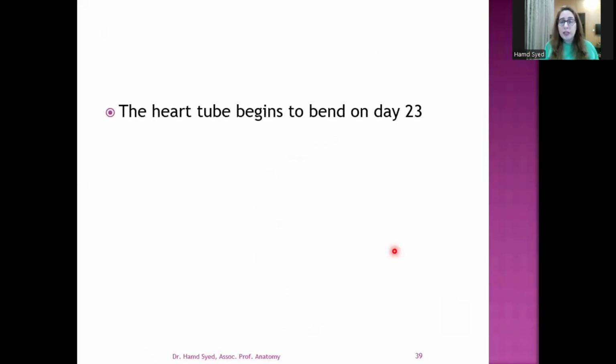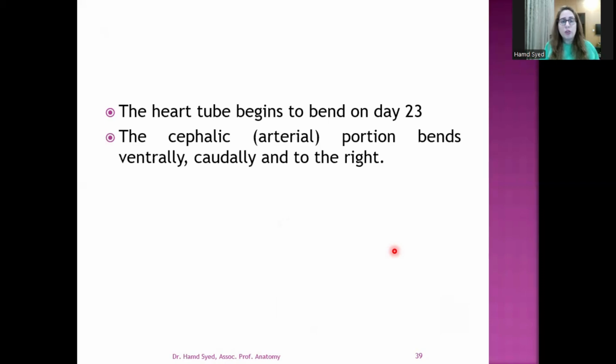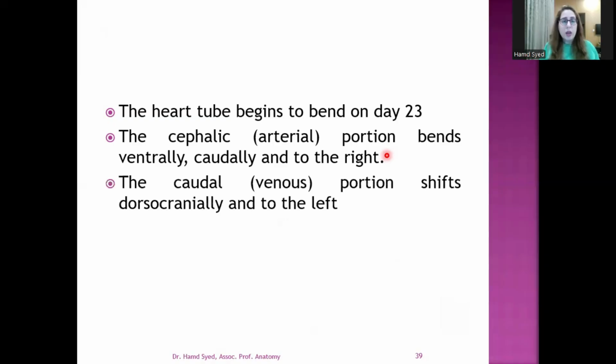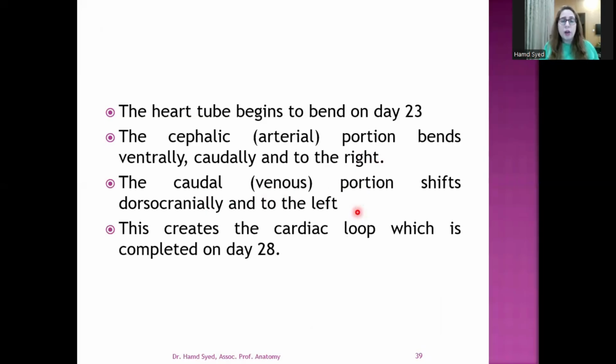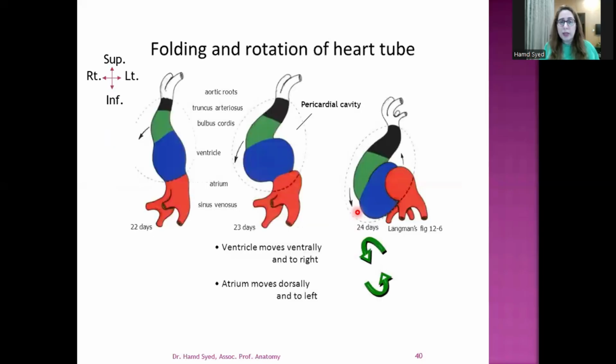The heart tube begins to fold or bend upon itself on day 23 of gestation. In this case, the superior part, that is the arterial or cephalic portion, bends ventrally, caudally, and to the right, whereas the caudal, that is the inferior or venous portion, shifts dorsocranially and to the left. This creates the cardiac loop, which is completed on day 28.